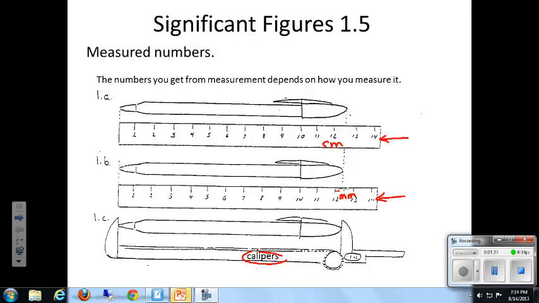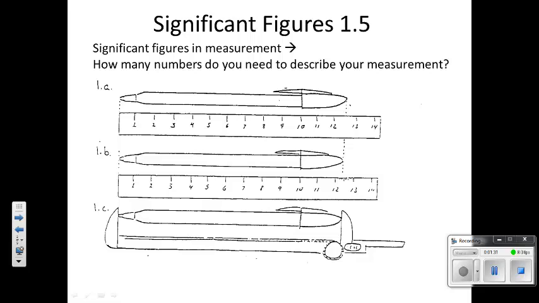Okay, so the thing with measurement is how many numbers you need to describe your measure. If we're using this, we can say, well, it's 12 centimeters. And then we have to guess the third number. We can say it's about 5. Looks about 5 from there. Okay, that's with the ruler with just the centimeter markings.